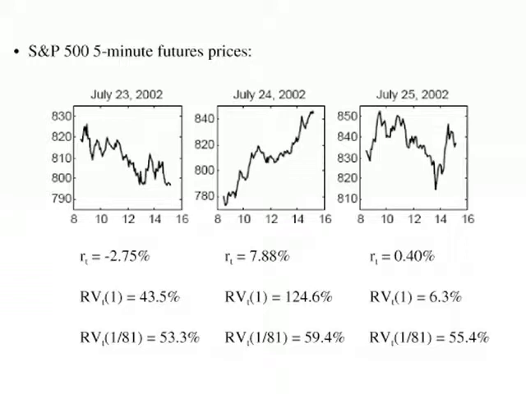The first day at an annualized level would have a volatility of 43%, the second 125%, and the pretty much flat day, 6% volatility. Okay? Now what's interesting is that even though, if you just had daily data, these days would look very, very different, in fact as far as the true volatility is concerned, these days are really very similar.